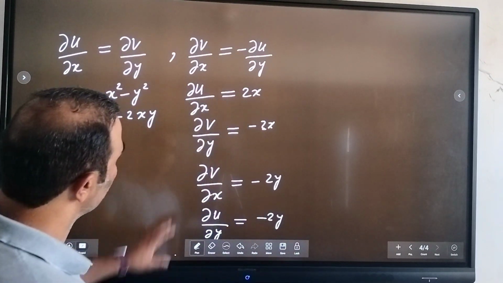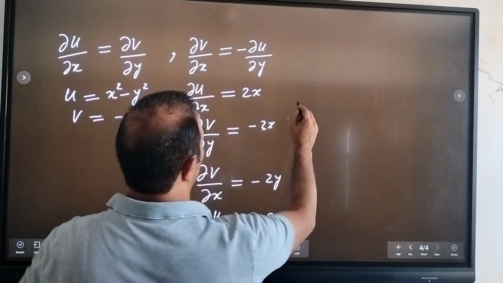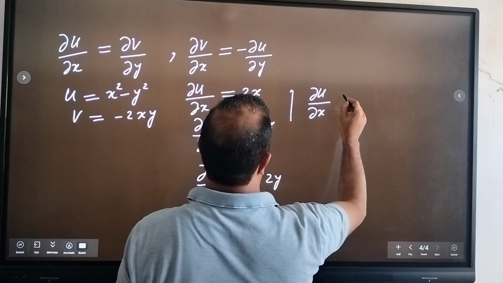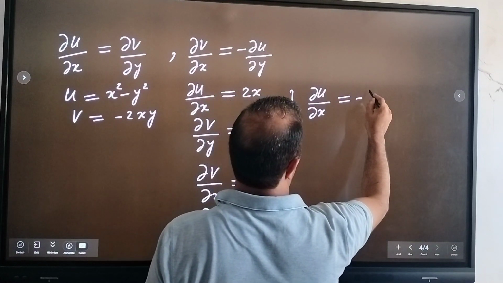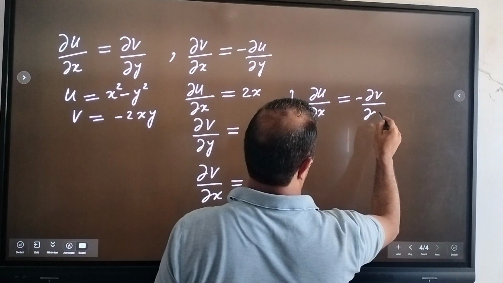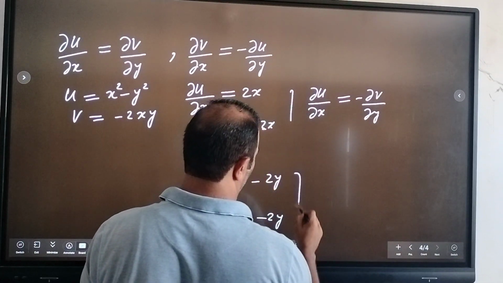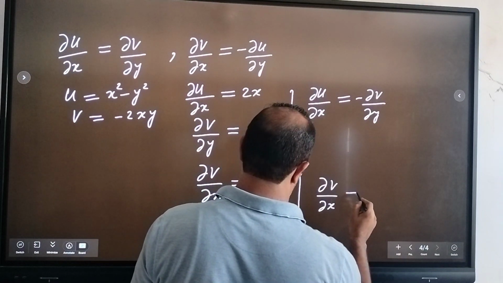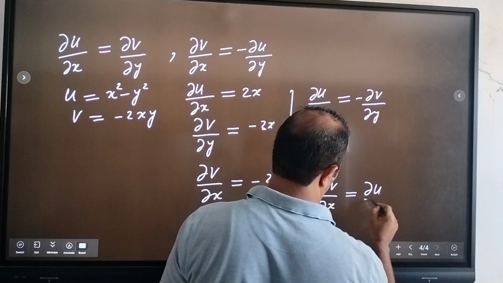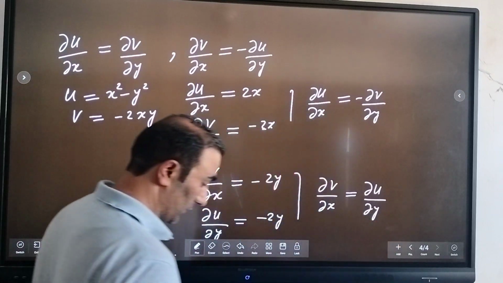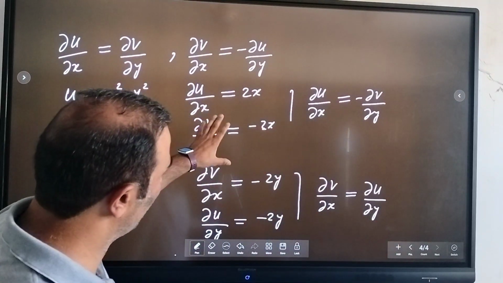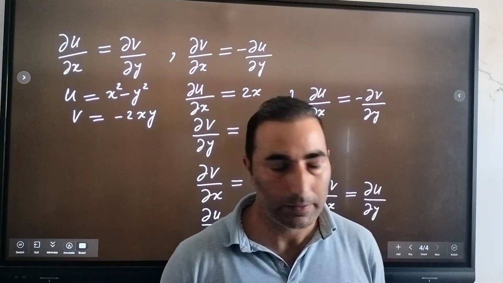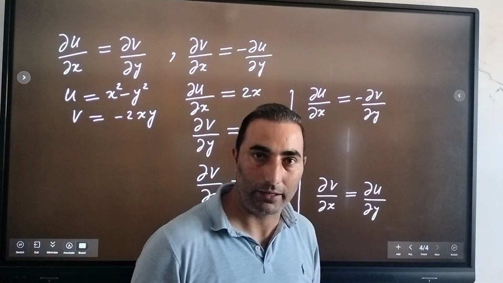Okay. So you can check, if you compare here, partial u by partial x equal to minus partial v by partial y, right? And from here, you can check that partial v by partial x equal to partial u by partial y. Right? So that means the given function is not analytic, because our CR condition, Cauchy-Riemann condition, is not satisfied, right? So we can say that the given function is not analytic, right?